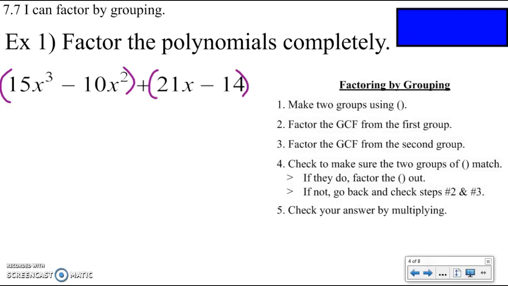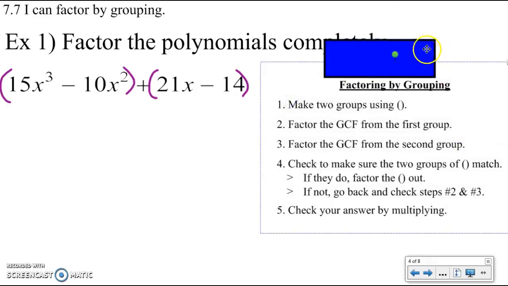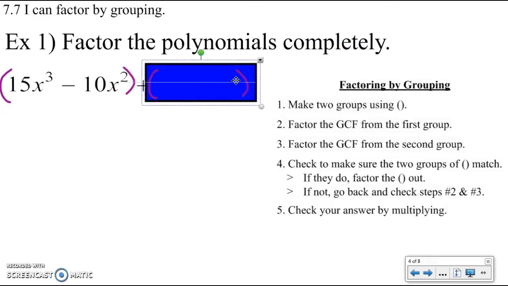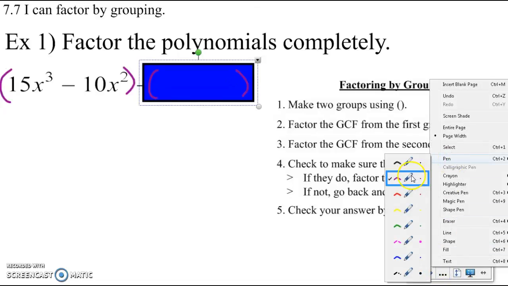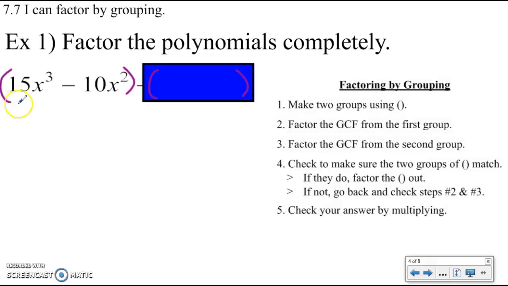Okay, so there are my two groups. We are actually going to ignore the second group right now, so I'm going to put a box over it. Don't have to worry about that. And we are going to factor the GCF out of the first group.